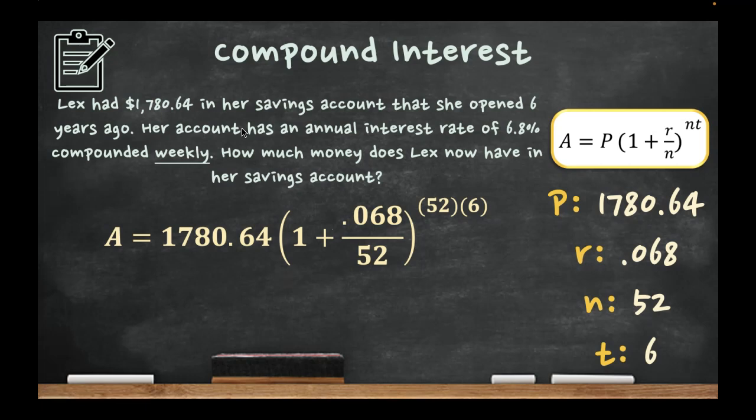So once you typed it in, your result is here. So she started off with $1,780.64, and now she has $2,677.03.